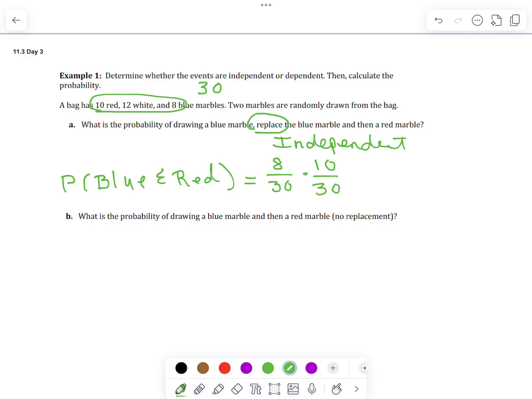And then you would multiply those events together, multiply across. So 80 over 900. And you can reduce that fraction. So I'm going to divide it by 10. And then divide it in half.